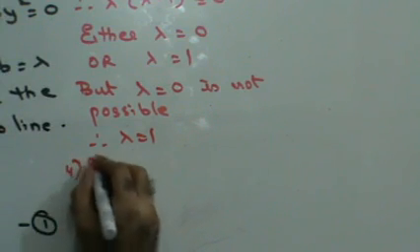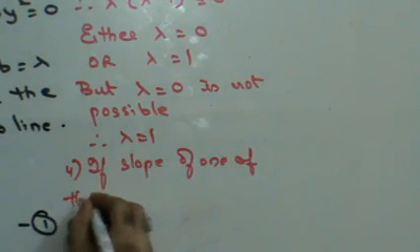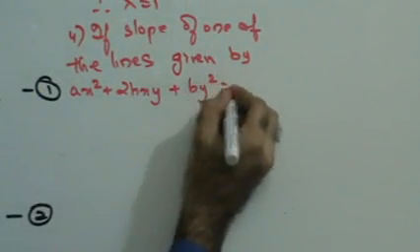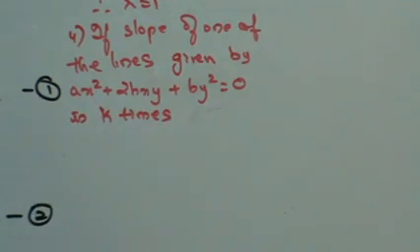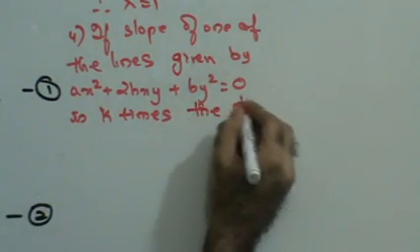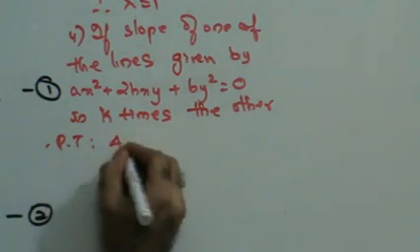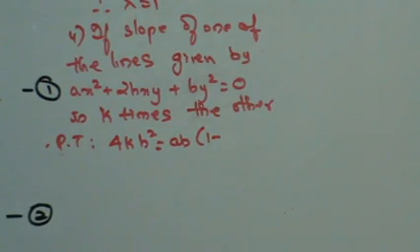If the slope of one of the lines given by ax square plus 2hxy plus by square is equal to 0 is k times the other, then prove that 4kh square is equal to ab times 1 plus k the whole square. Fine.